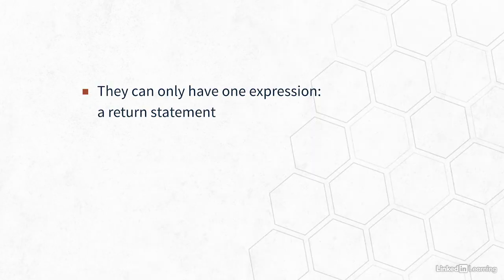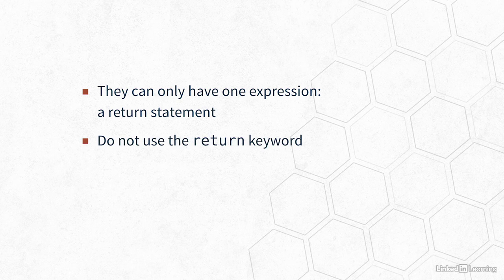So there are a couple of points to note about how arrow functions work. And the first is that they can only have one expression, a return statement. There's no return keyword allowed either, so don't use that, it's implied. So if you need a multiple expression statement, it's best to keep that in a separate function.